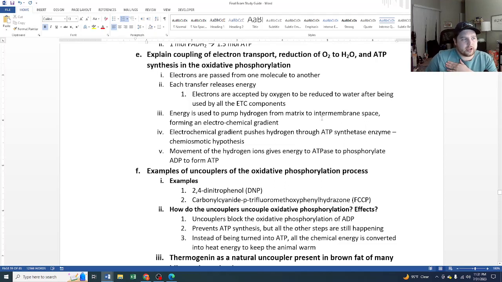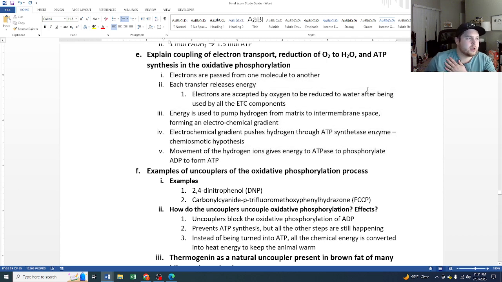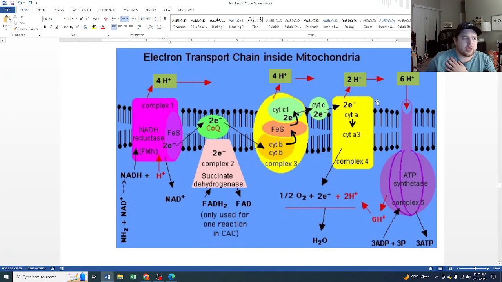Coupling of the electron transport chain, reduction of O2 to H2O, and ATP synthesis in the oxidative phosphorylation. Again, these questions are all saying the exact same thing, just in different ways. Where the electrons pass through, you get the electrochemical gradient, and then once it goes through complex 4, through cytochrome A to cytochrome A3, and then out. There needs to be some place for those electrons to go now that we've used up a bunch of their high energy. And the easiest thing is we produce water.